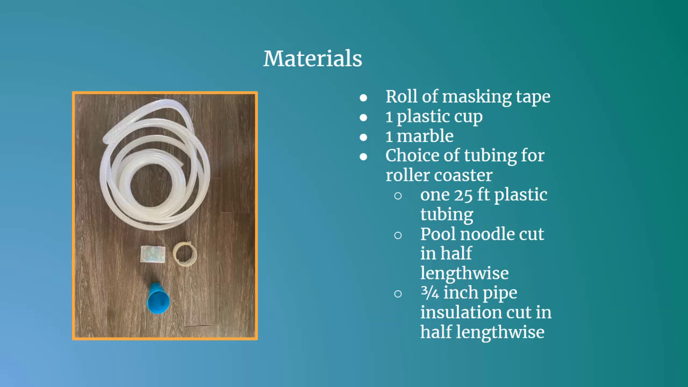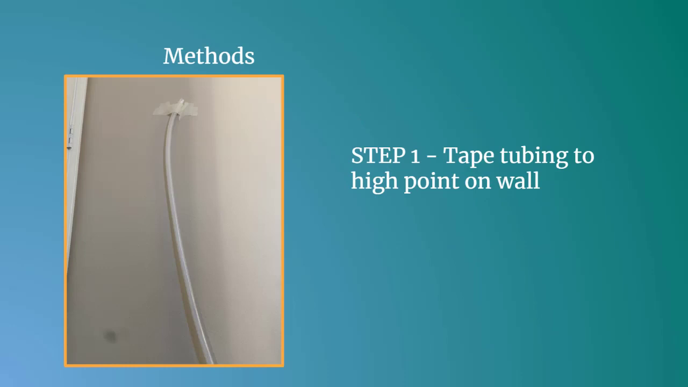The materials needed for the project include a roll of masking tape, one plastic cup, one marble, and your choice of tubing for the roller coaster. I chose 25 feet of plastic tubing. For the first step, you will need to tape the tubing to a high point on the wall.